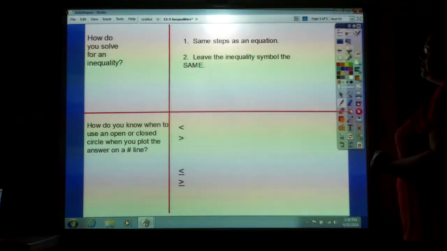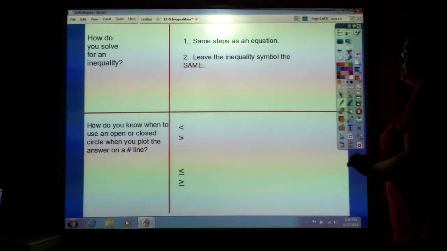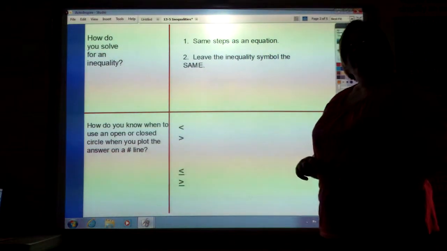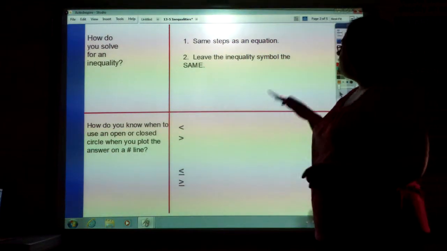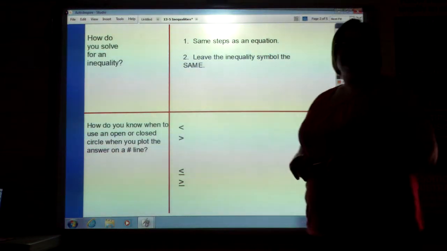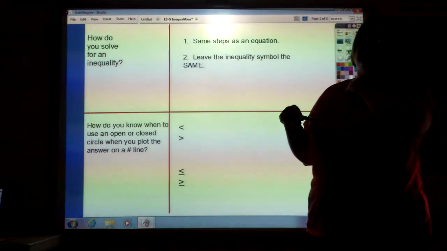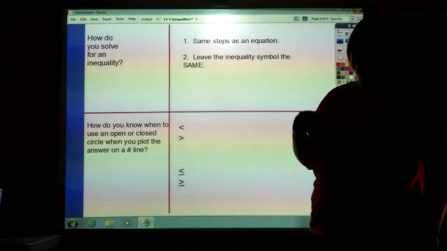How do you know when to use an open or closed circle when you plot the answer on an answer line or a number line? With the inequalities, there's an extra step. Once you solve the inequality, you're going to have something like x is greater than 5. You have to plot that on a number line because you can have more than one answer for that.